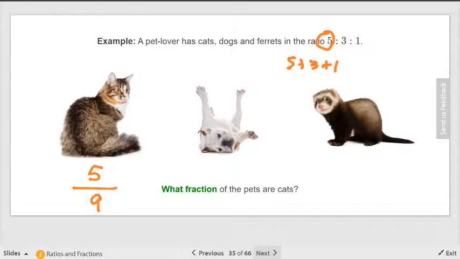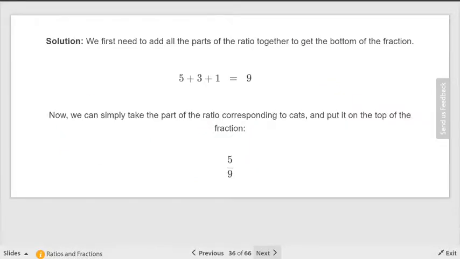Okay? All right. You like these better than the circles? Okay. Yeah, I figured you would. All right. Less scary. All right, so there you go. Simply add them to get the denominator and then put the right numerator. Make sure you're using the right one, though, right? If it had been ferrets, we wouldn't have used 5 on the top. We would have used 1. Okay?